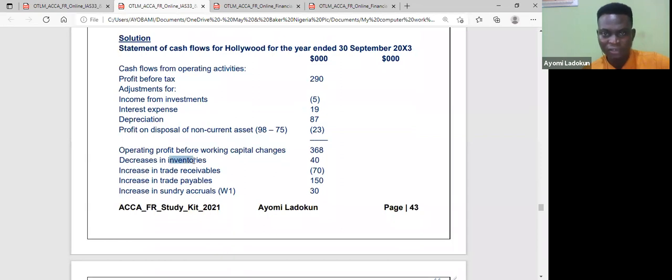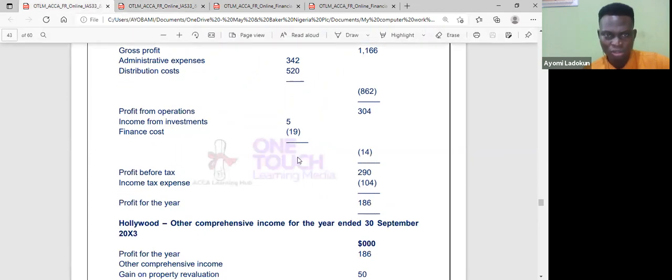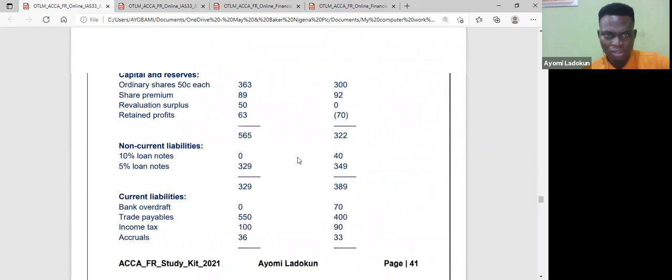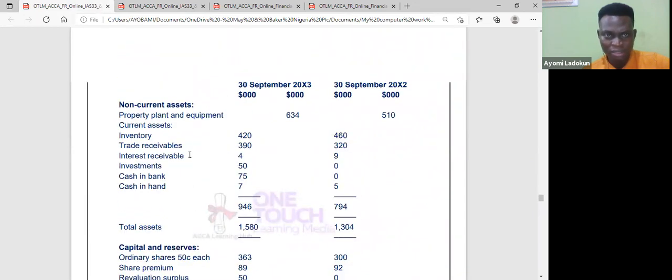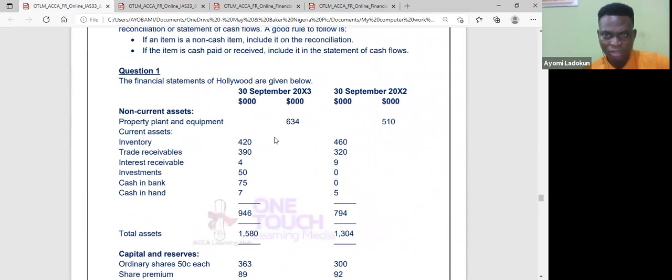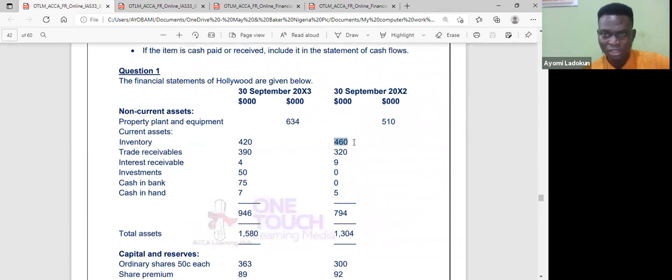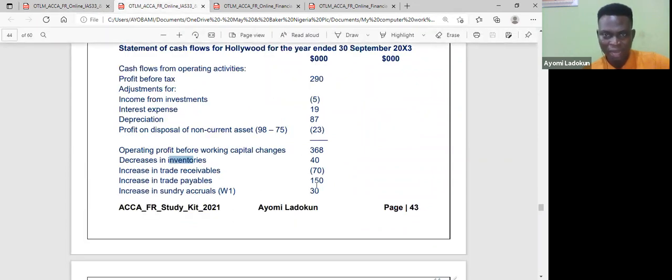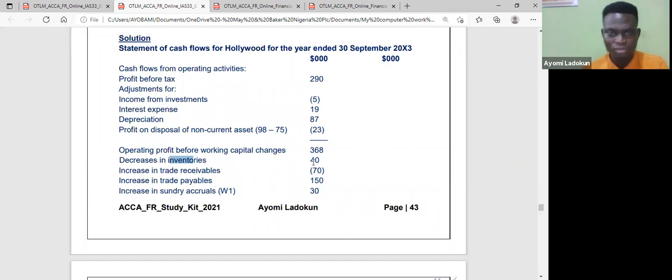The decrease in inventory. How did I know that my inventory has decreased? Let me see the question where the inventory is stated. It will be under my current asset, right? So this is my inventory. Last year it was 469. Now it is 420. So it has decreased by 40. So the decrease is to be added.